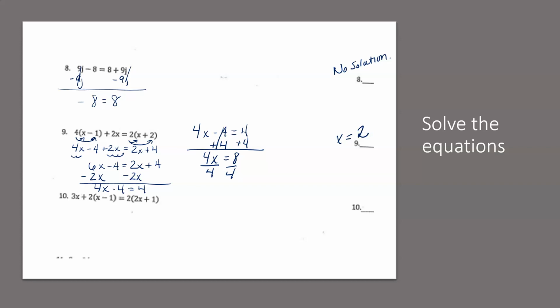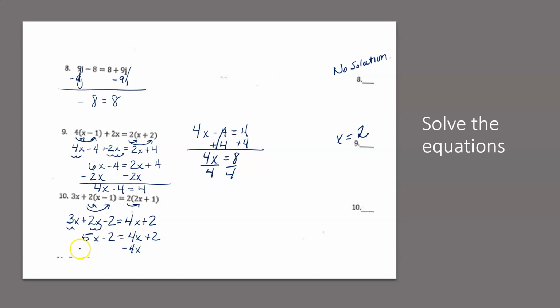All right, so now we're going to number 10. More distributing to do here. So I have 3x plus 2 times x, which is 2x, plus 2 times negative 1, which is negative 2. I have 2 times 2x, which is 4x, 2 times 1, which is 2. When I bring these together, I have 5x minus 2 equals 4x plus 2.